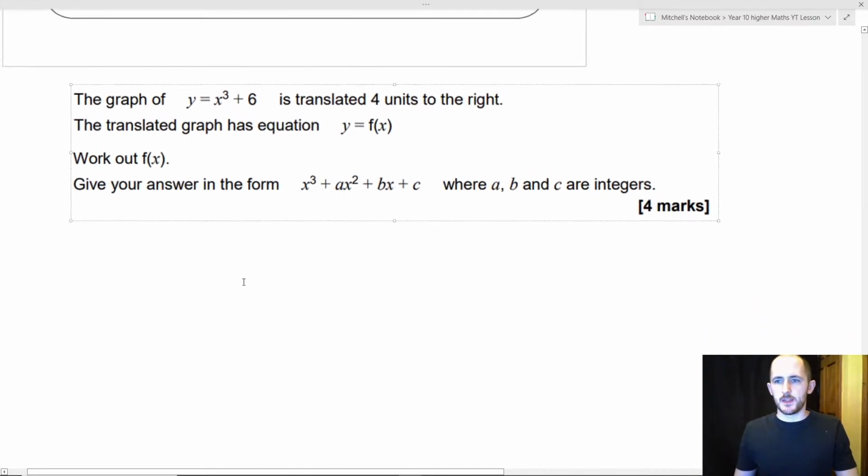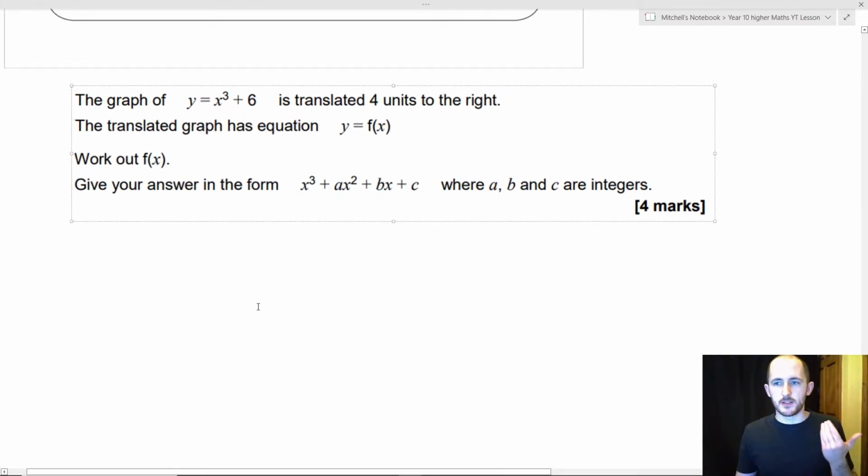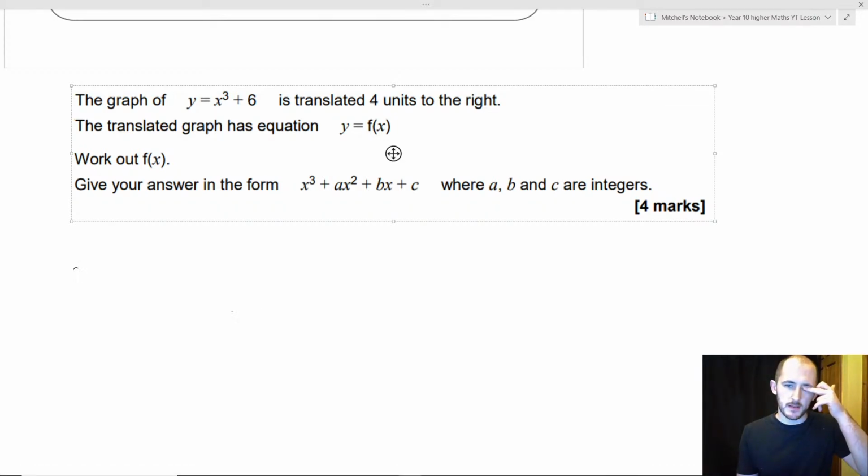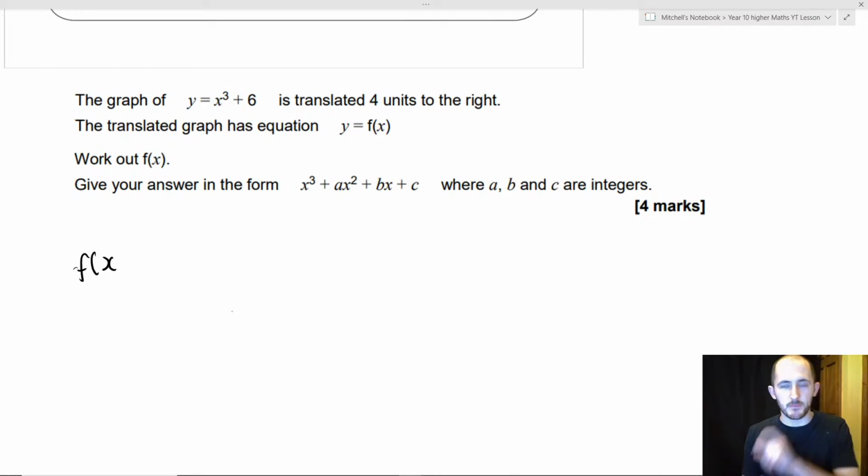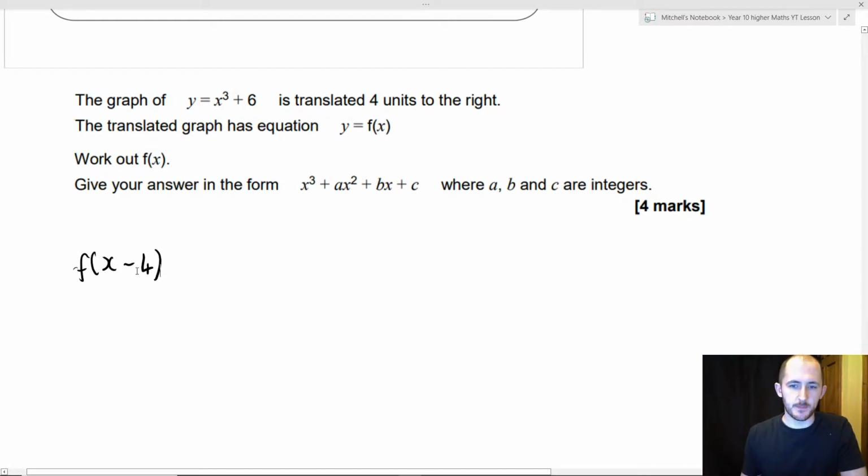Okay. So, what does it mean by translated 4 to the right? Well, what they're trying to test here is if you remember that for it to be 4 to the right, it needs to be inside the bracket because it's affecting the x-axis, and that means you need to put the opposite number in, right? Because when it's inside the bracket, you put in the opposite value, right? So you flip the sign on it. Does that make sense so far?